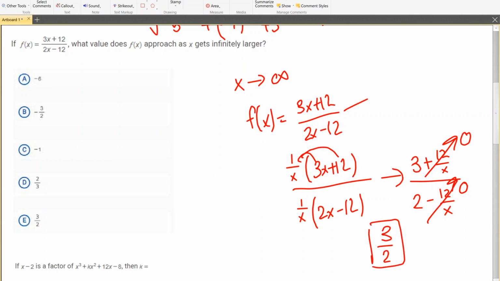Or another way you could have done it is 3x plus 12 over 2x minus 12. These constants are not going to change, so they're insignificant to us.